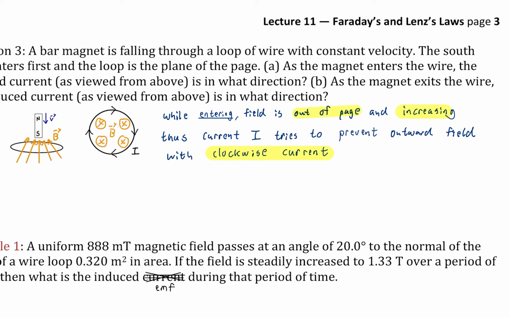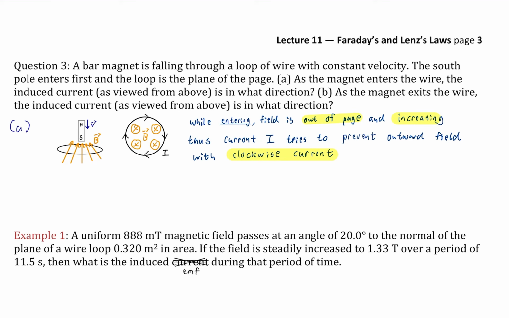The statement is correct. While entering, the field is out of the page and increasing. Thus, the induced current I tries to prevent the outward field with clockwise current. You turn your fingers, and now that's pointing into the page, right? So it's opposite the direction of the magnetic field. It's opposing the increase. Okay, good. Now what about the case, part B?